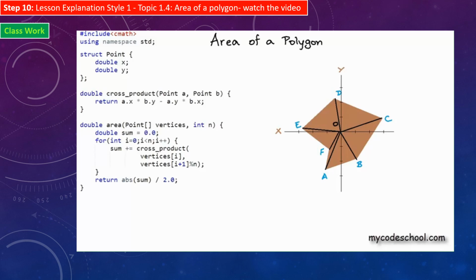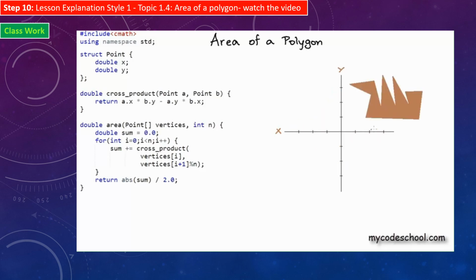Now the question for you is, do you think this algorithm will still work if we had a very concave polygon like this sitting outside the origin? Well, actually, this algorithm works fine even for concave polygons like these, but I'll let you figure out the proof to that one. In our next video of this series, we'll see how we can use the vector cross product to solve another important geometry problem: how to find if two line segments intersect.